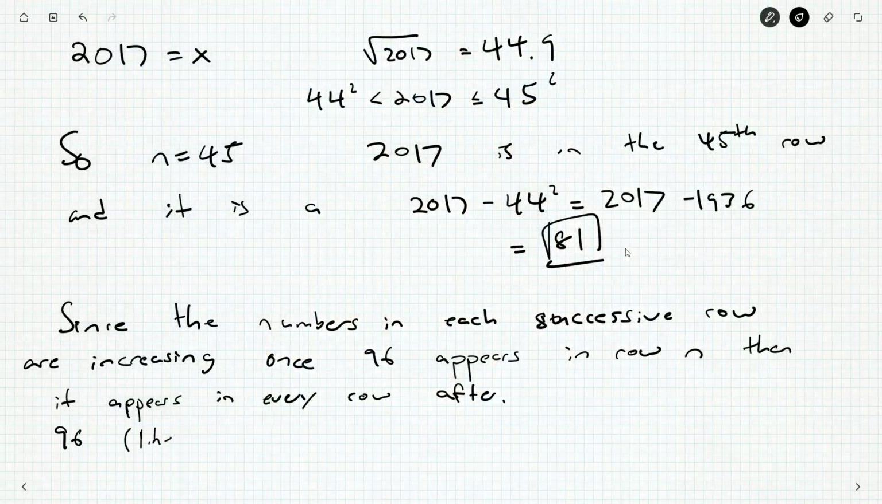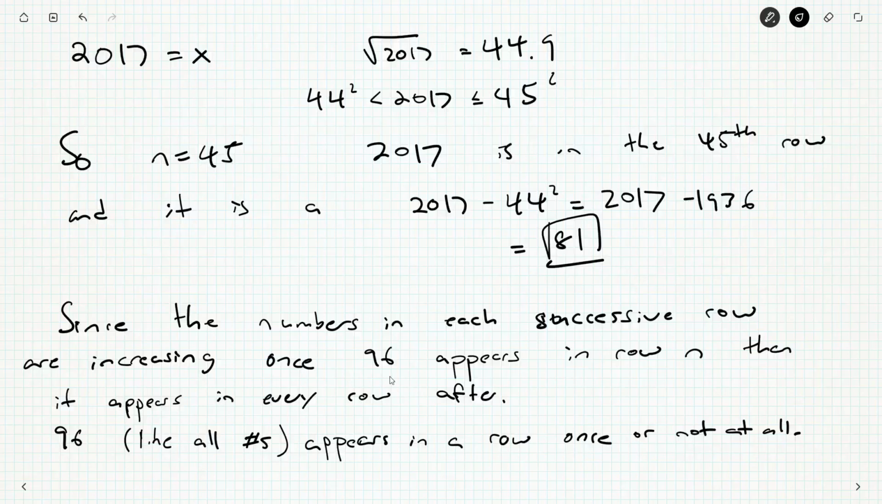96, like all numbers, appears in a row once or not at all. So we just need to count up the rows is the conclusion from there.